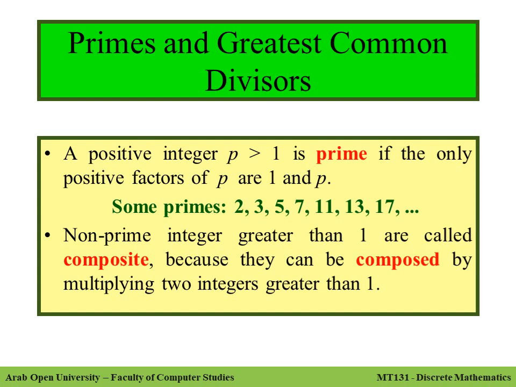Non-prime integers greater than 1: any number that is greater than 1 and not a prime is called a composite. It's called a composite because it can be composed by multiplying 2 integers greater than 1. Any integer greater than 1 is either a prime, in case it can only be divided by the number itself or by 1, or, if it is not a prime, we call it a composite number.